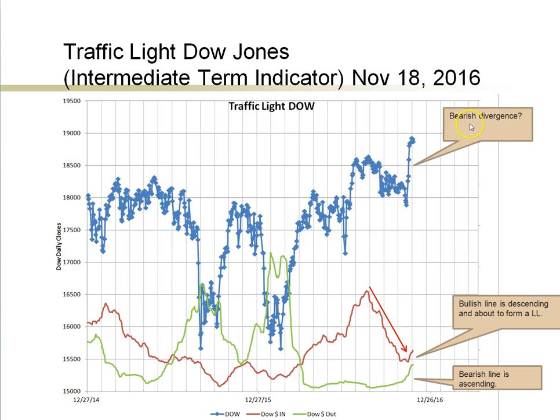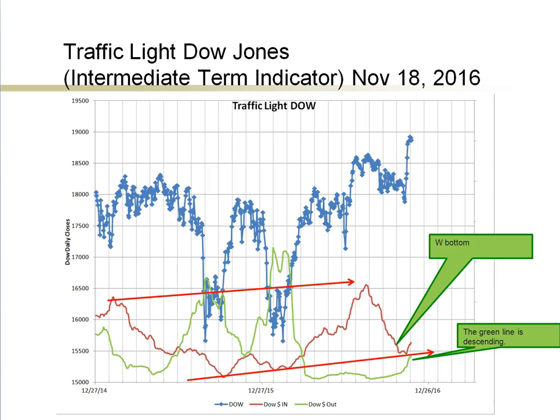First of all is a potential bearish divergence. As the index makes a new high, the bullish line is not making a new high. And the bullish line was descending on a former lower low, and the bearish line is ascending.